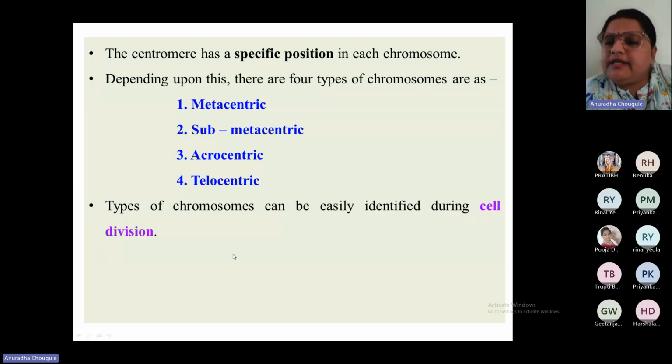Can anyone please read this for me? Yes, Rinal. The centromere has a specific position. Rinal, just read the types of chromosomes. Okay. Yes.